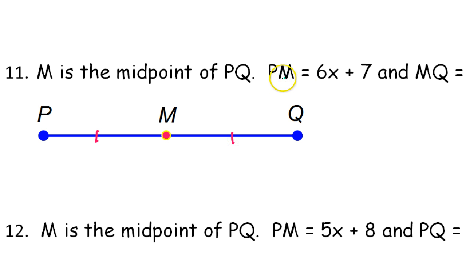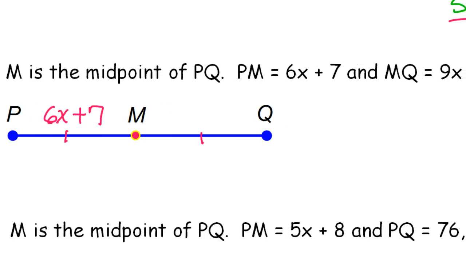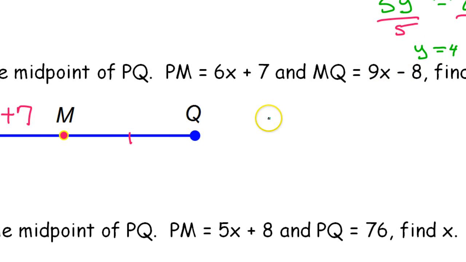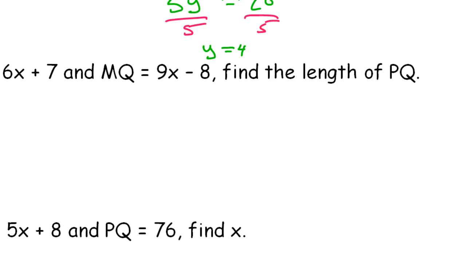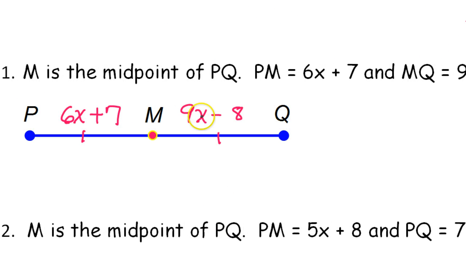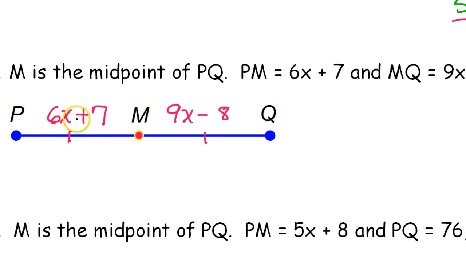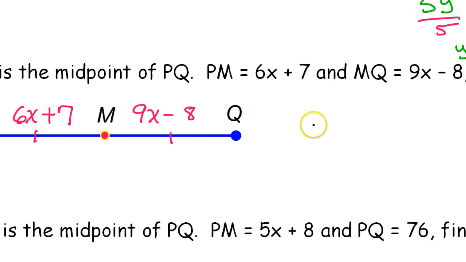Anyway, an expression for the length of PM is 6x plus 7. So let's put that in here. 6x plus 7. And the expression for MQ is 9x minus 8. So 9x minus 8. Find the length of PQ. Well, it would be helpful to find x. And if this is the midpoint, then these two lengths should be equal. So let's set them equal to each other. So 9x minus 8 should equal 6x plus 7.